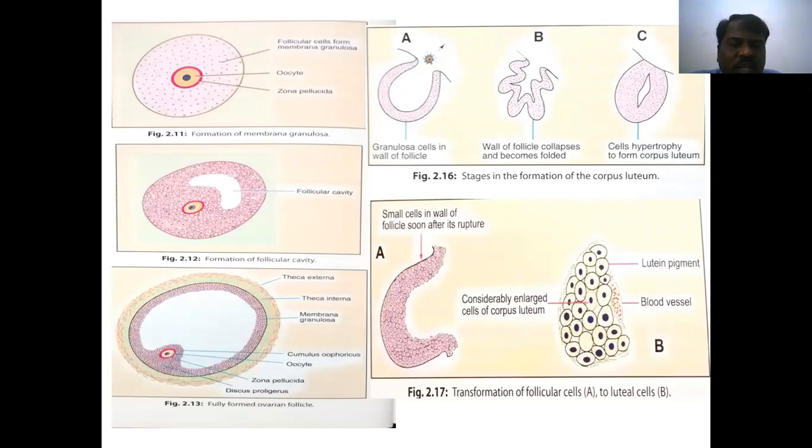After this the follicular cells collapse and become folded. Some of the follicular cells become luteinized. The small follicular cells soon rupture, and here big cells form, the lutein cells. That is called the corpus luteum. Corpus means body and luteum means yellow; a yellow pigmentation is present inside the cells, and the cell size also increases. The corpus luteum produces the progesterone hormone.